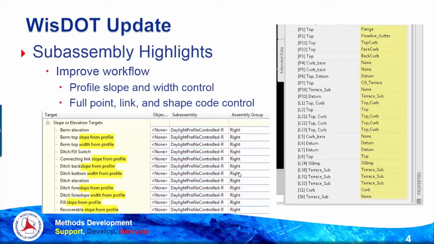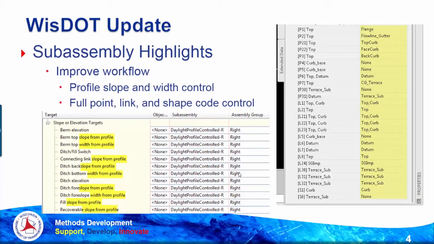The example you see on the screen here is our new daylight profile controlled. Basically, every slope that sub-assembly has, any link, you'll be able to control that slope with a profile. And we're applying that to as many sub-assemblies as we can. Our new lane extend base sub-assembly, for example, you will be able to control the lane cross slope with a profile.